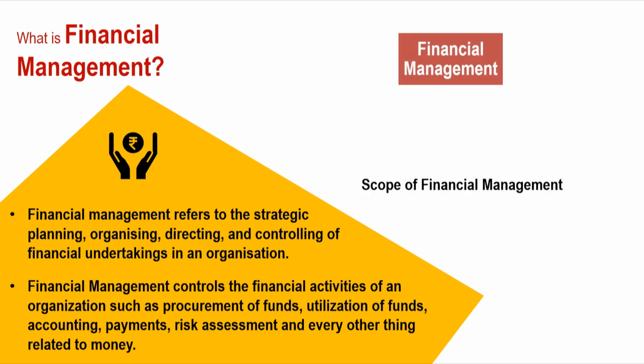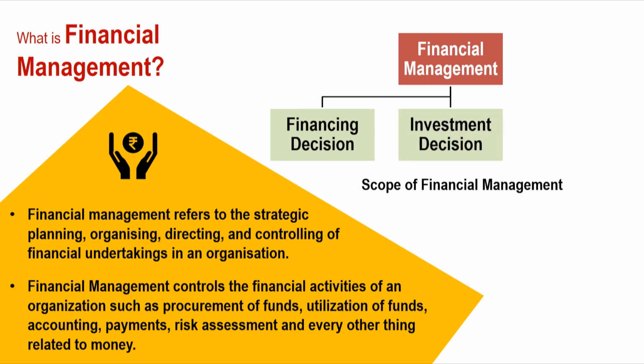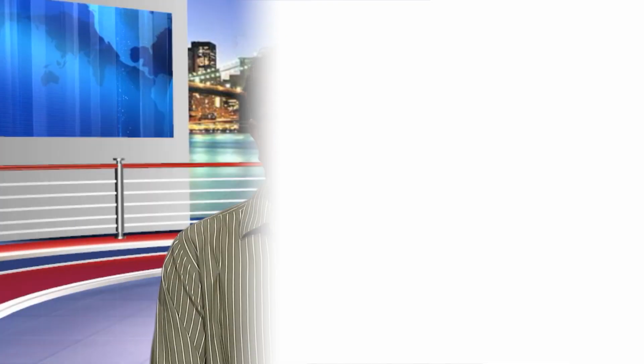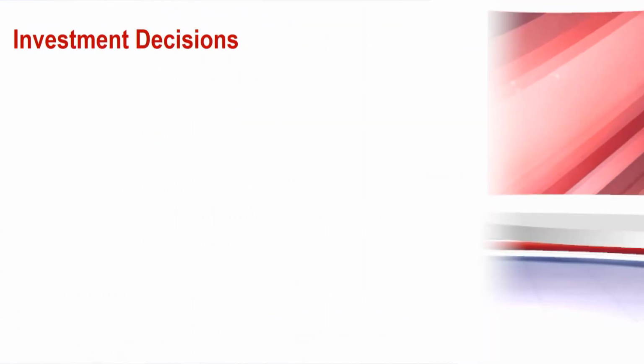It takes financial decisions under three main categories, namely investment decisions, financing decisions and the dividend decisions. So, you can see on this slide, so mainly three areas: financing, investment and the dividend decisions. Let us discuss them one by one. So, first is the investment decisions.